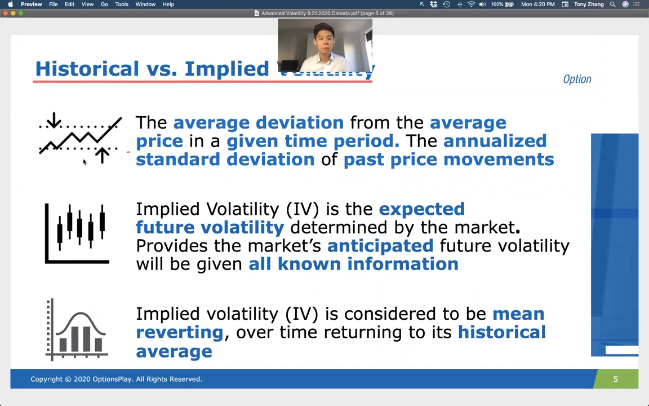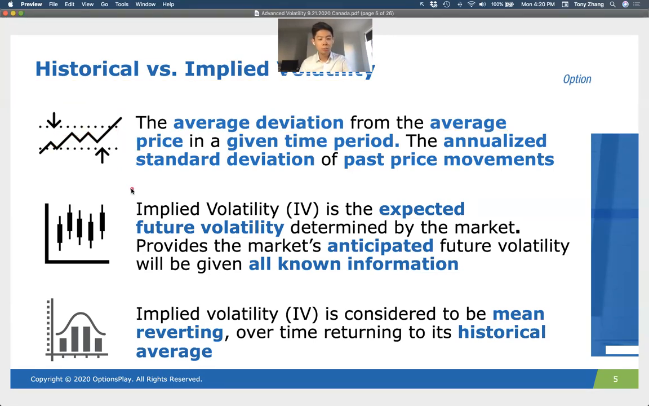So I'm just going to do a quick summary. Historical volatility is the average deviation from the average price in a given period. So basically looking at history and looking at how much variation a stock has around an average price. Is it very volatile around the average price, or is it fairly small? Does a stock historically move a whole lot, or does it move a little bit? Historical volatility lets us know what the movement has been in past history.